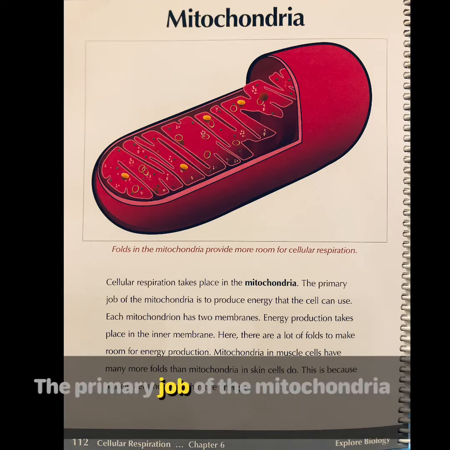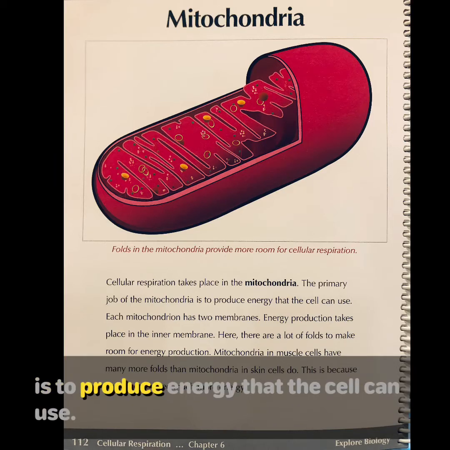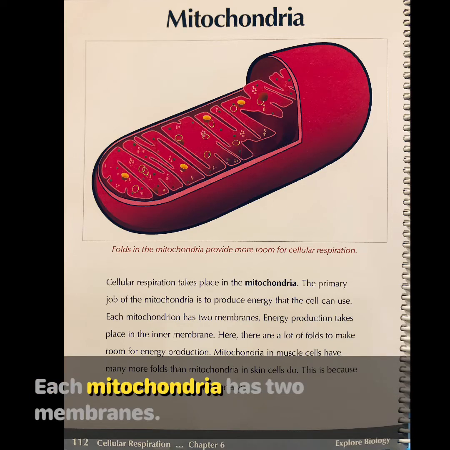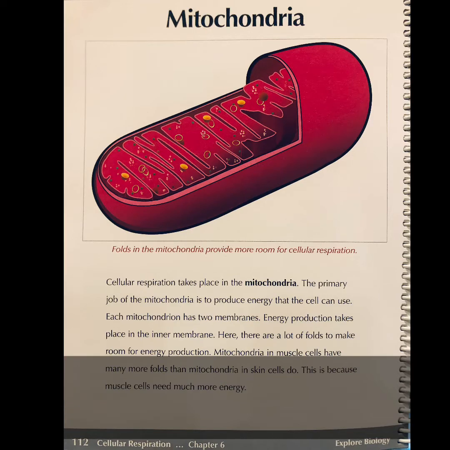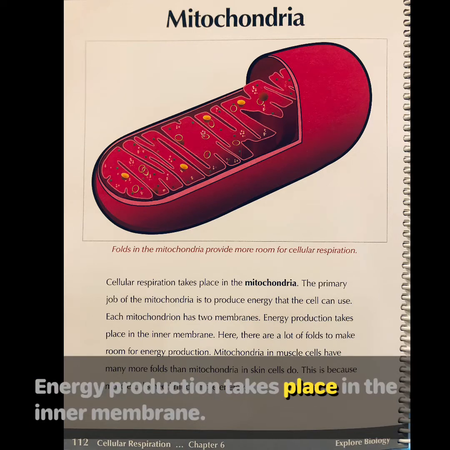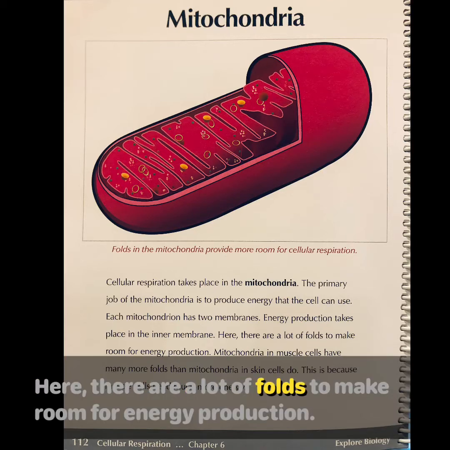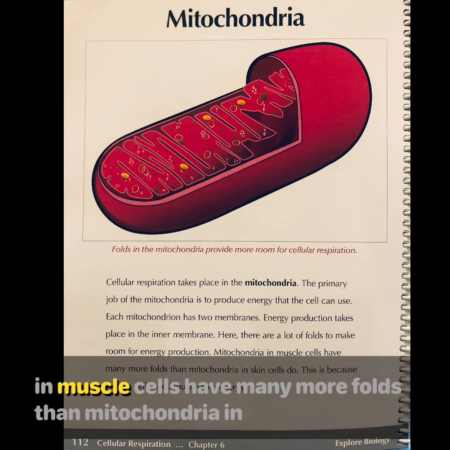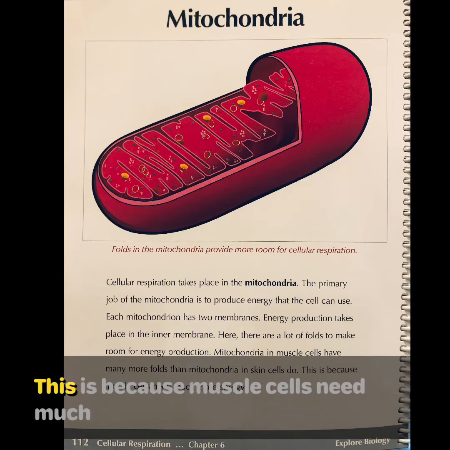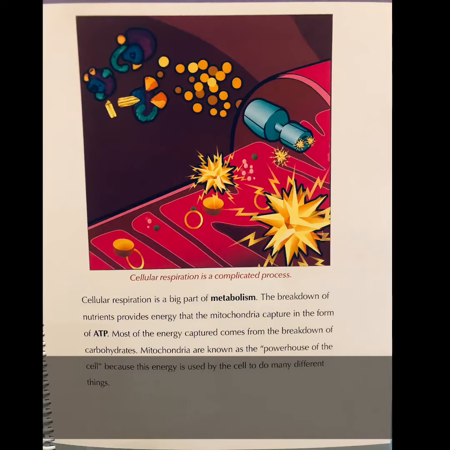The primary job of the mitochondria is to produce energy that the cell can use. Each mitochondria has 2 membranes. Energy production takes place in the inner membrane. Here, there are a lot of folds to make room for energy production. Mitochondria in muscle cells have many more folds than mitochondria in skin cells do. This is because muscle cells need much more energy.